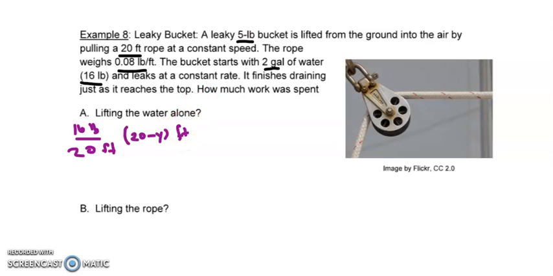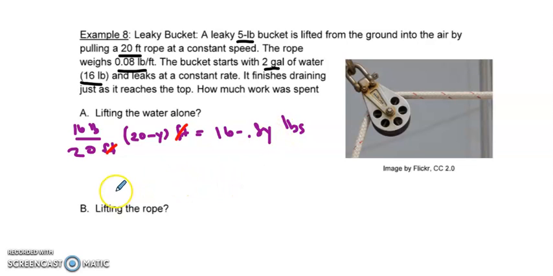So basically, when I cancel out the feet, I'm going to be left with the number of pounds of water. So 16 over 20, of course, is 0.8, and 0.8 times 20 is 16. 0.8 times the negative y is just minus 0.8y. So this is the weight of the water dependent on how far the bucket is off of the ground.